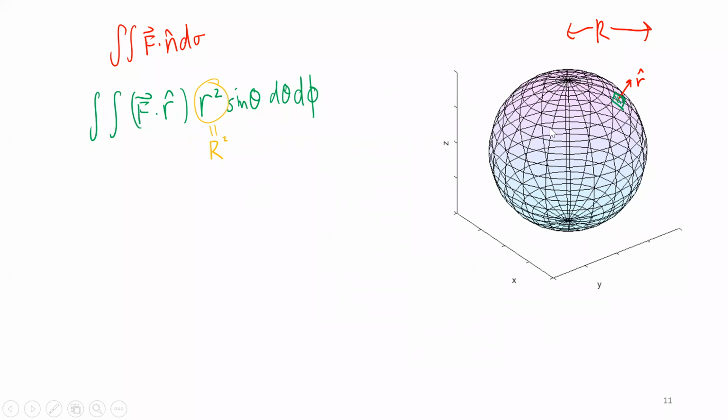Now, if I want to do the integration limits, it really depends on whether you're considering the entire sphere or part of the sphere. If you're considering the entire sphere, you understand that this goes from 0 to pi, and this is from 0 to 2 pi.